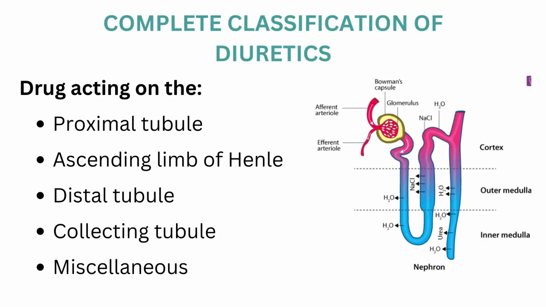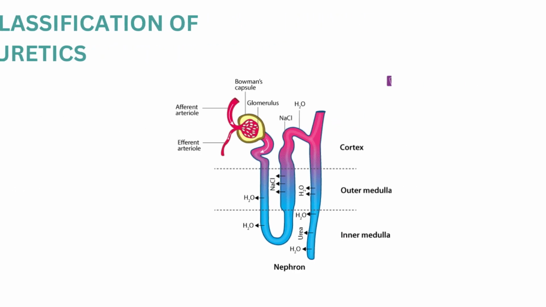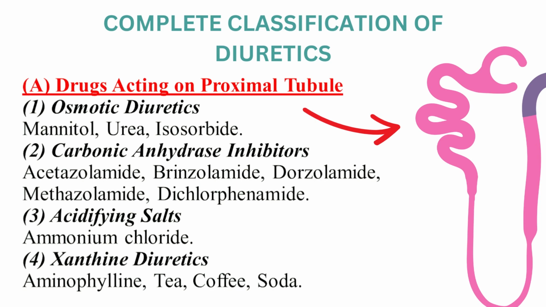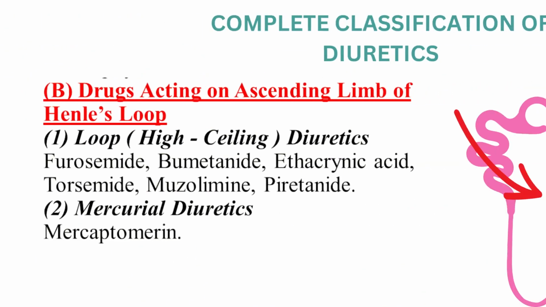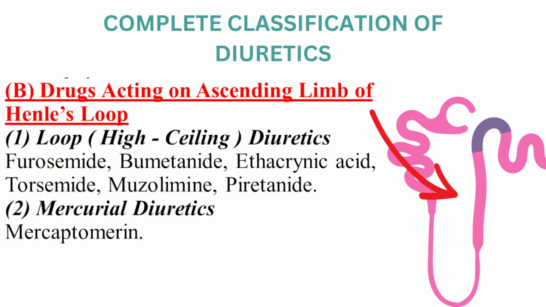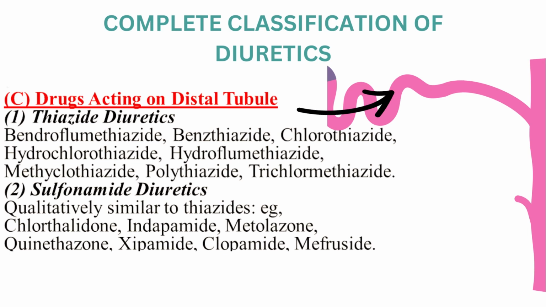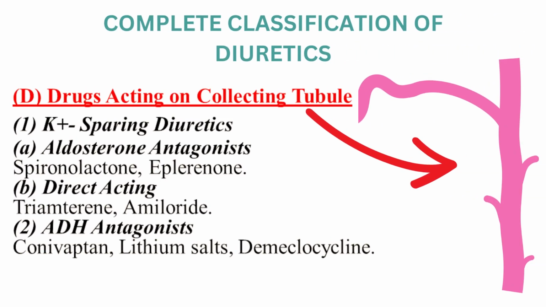Now take a look at the complete classification of diuretics, which are based on their action on the different regions of the nephron. First, those that act on the proximal tubule include osmotic diuretics, carbonic anhydrase inhibitors, acidifying salts, xanthine diuretics. Drugs that act on the ascending limb of Henle include loop diuretics, mercurial diuretics. Drugs that act on the distal tubule include thiazide diuretics, sulfonamide diuretics. Drugs that act on the collecting tubule include potassium-sparing diuretics, which include aldosterone diuretics, direct-acting ADH antagonist.